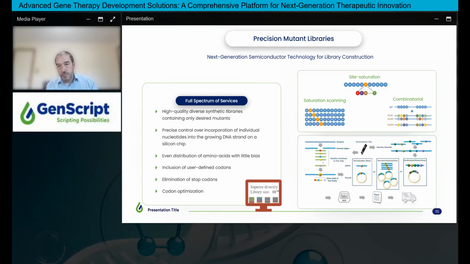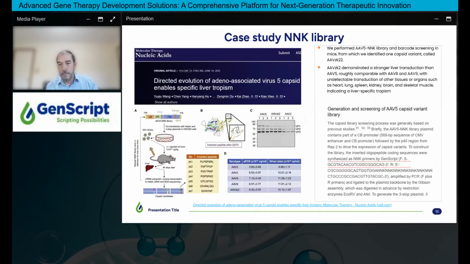We also develop a lot of mutant libraries for lead optimization. Using our GenTitan technology, we can develop site saturation libraries, saturation scanning libraries, and combinatorial libraries. Basically, we start with the GenTitan synthesizing a very large number of oligos, turning them into a plasmid, amplifying, and then offering it either as a plasmid library or as a viral vector library in the end.